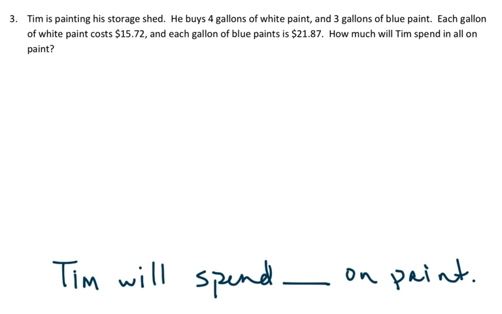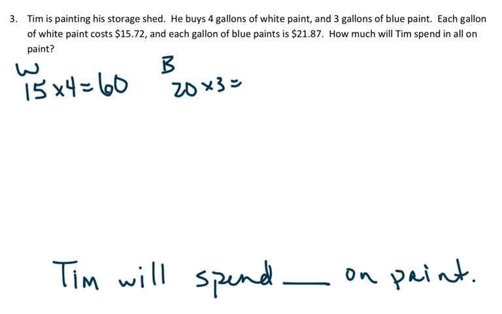Now I'm going to try to come up with a reasonable answer by using estimation. So I do know that white paint is about $15 and I need 4 gallons, so that's going to give me 60. And I do know the blue paint is about $20 and I need 3 gallons of that. Okay. So for total for the white and blue paint, I should be close to $120.